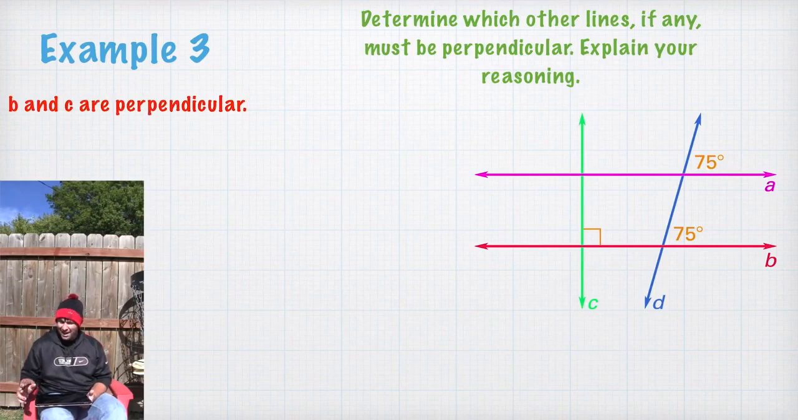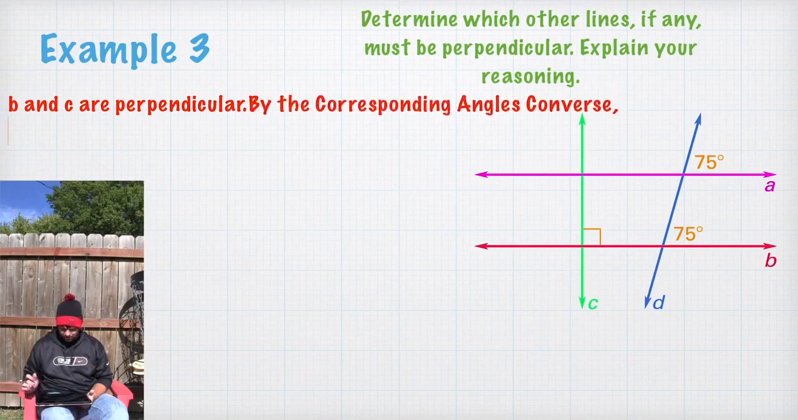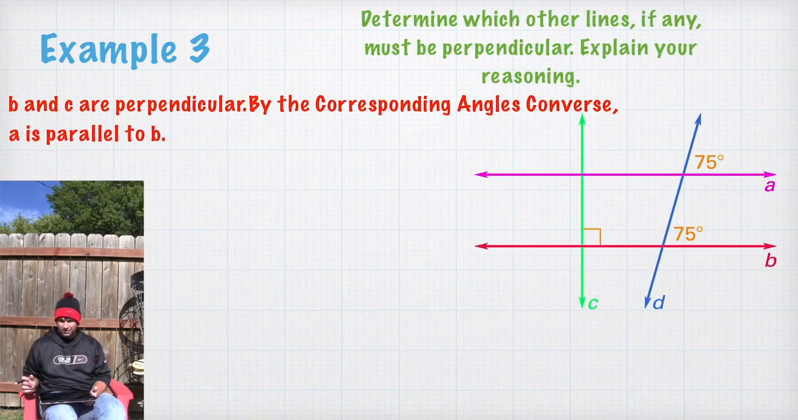Okay, now we can actually prove that A and B are parallel lines because both of these angles are 75 degrees. And this is a transversal to these two lines, so this would be the corresponding angles theorem. Okay, so by the corresponding angles theorem, A is parallel to B. Okay, makes sense so far.